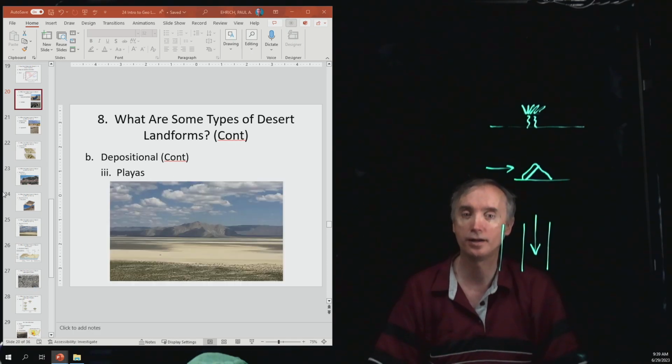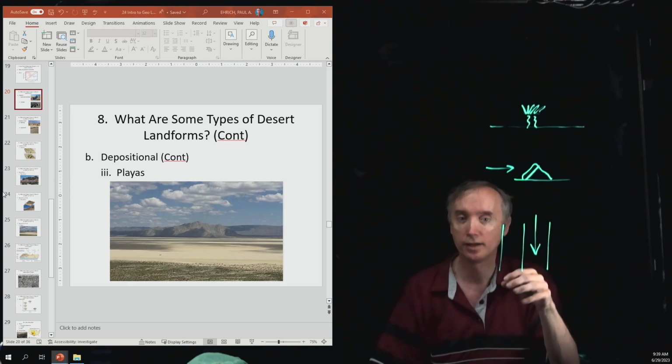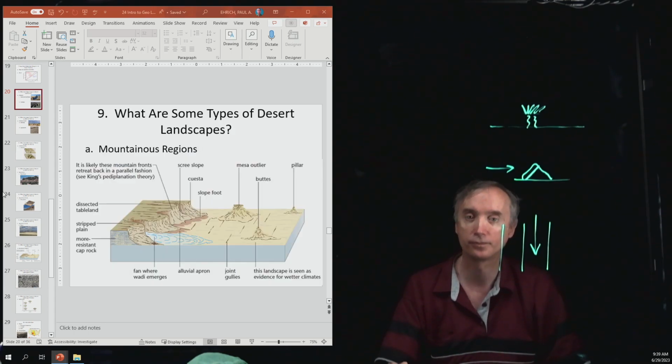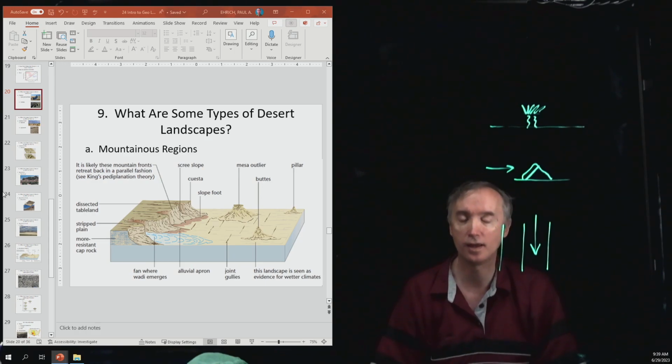Okay, then you've got playas, and so these are going to be an evaporated lake. So a lake where the water has evaporated into the air, and it's going to leave behind this depositional structure. Okay, then you have desert landscapes. And so for example, here are some desert landscapes found in mountainous regions. And in particular, I'd like for you to make sure that you can recognize a mesa and a butte for the exam.